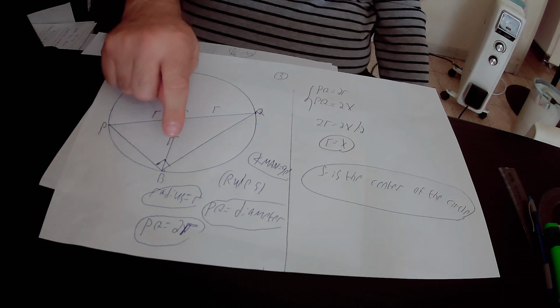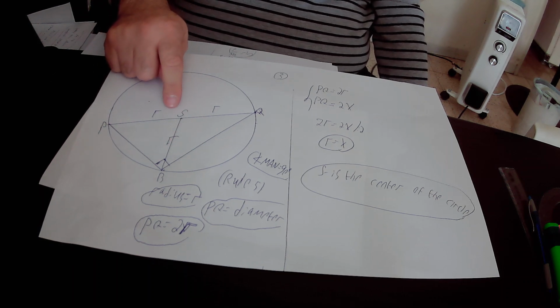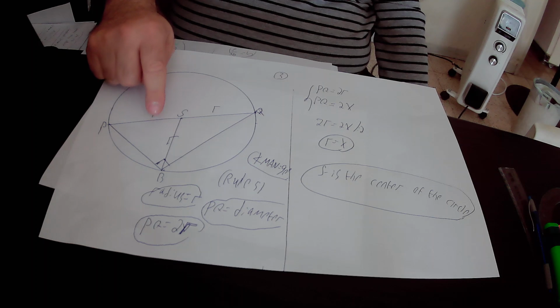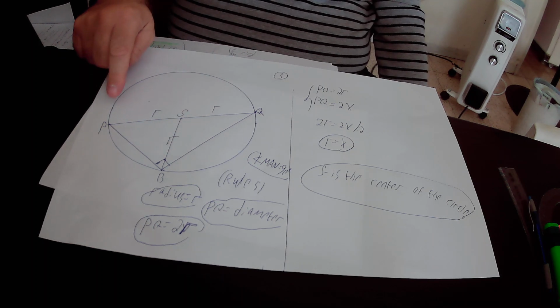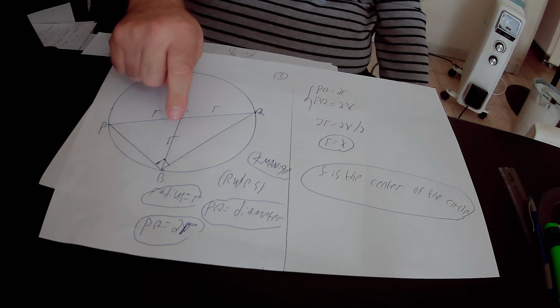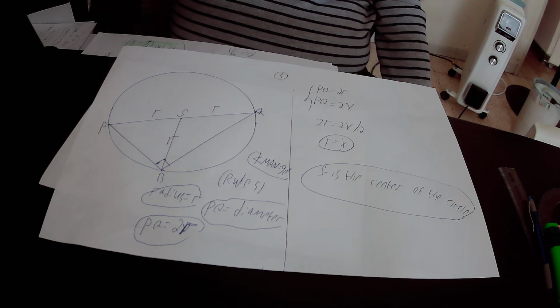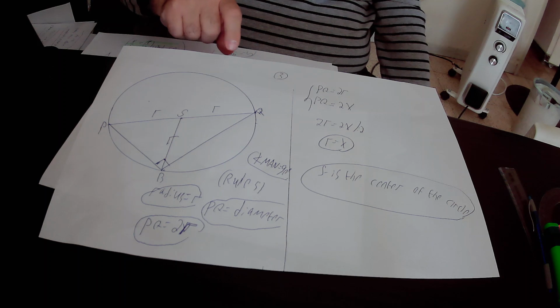Then we join points S and B together by a straight line. Point S is the center of the circle, point B is a point on the circle itself, therefore SB is the radius of this circle, that is R. So in conclusion, we found out that PS equals SB equals SQ, they are all the radii of this circle, therefore they are equal to each other.